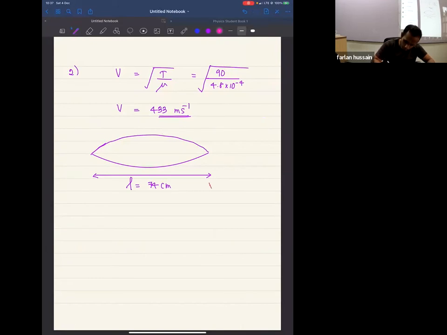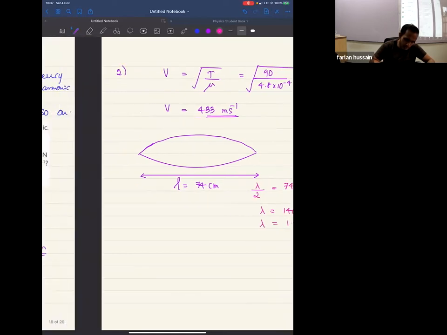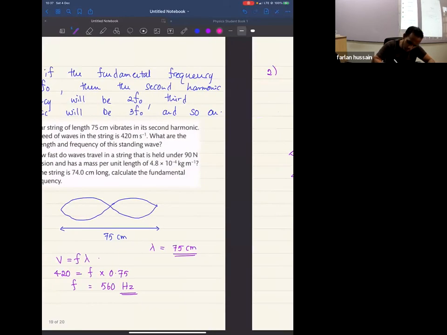So lambda over 2 is equal to 74 centimeters. So lambda is equal to, cross multiply, 74 into 2 is 148 centimeters. That is 1.48 meters. That is the wavelength. So they're asking for the fundamental frequency. Use V equals F lambda.